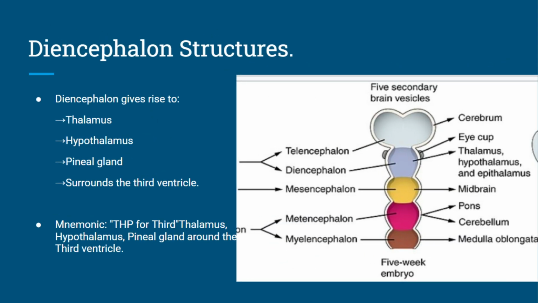Let's zoom in on the diencephalon. It forms the thalamus, hypothalamus, and pineal gland, and these structures surround the third ventricle. The thalamus is your sensory relay station, the hypothalamus keeps your body in balance, and the pineal gland handles melatonin for sleep. Here's a mnemonic to nail it: THP for third. Thalamus, hypothalamus, pineal gland around the third ventricle. Step 1 loves to test this with a question about third ventricle obstruction causing pressure on these structures. Think hypothalamic dysfunction leading to temperature regulation issues.